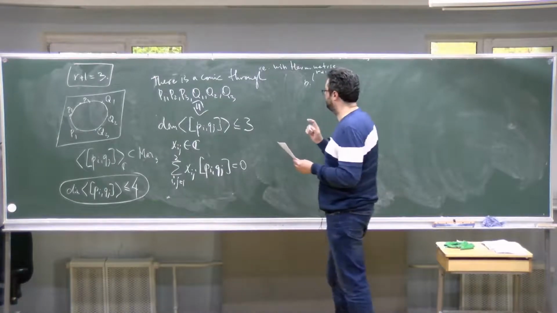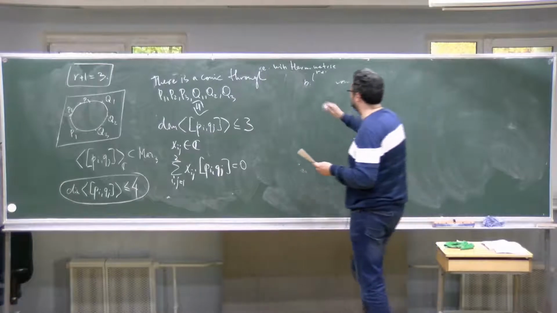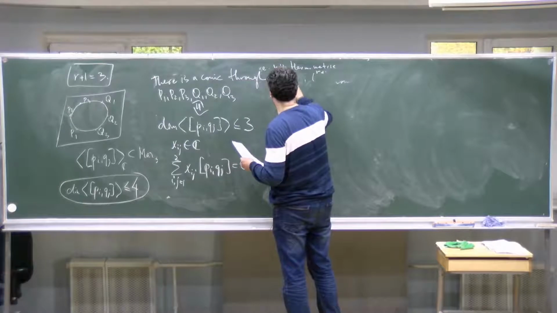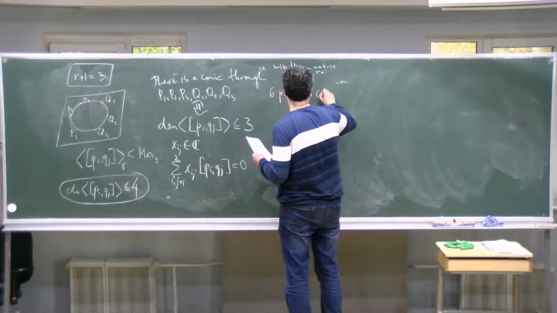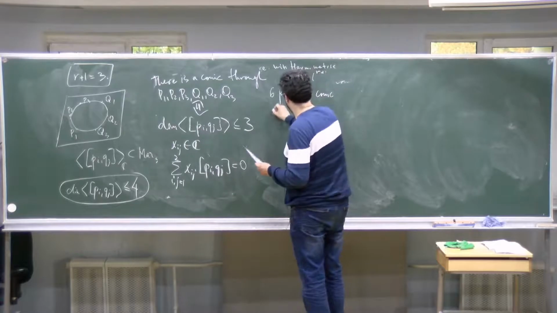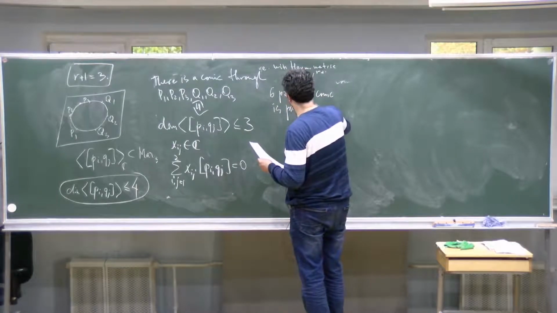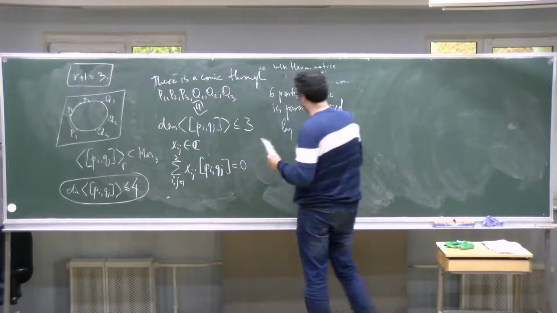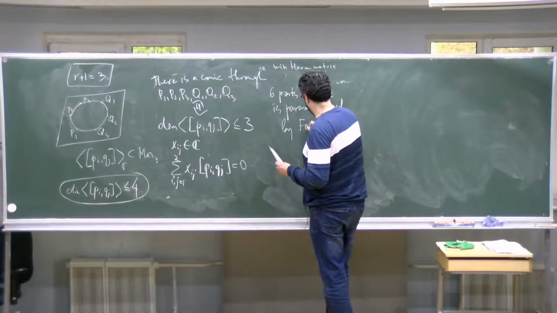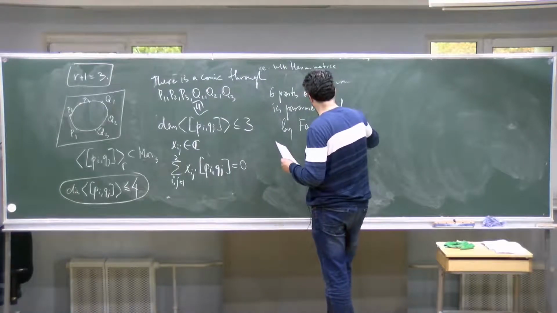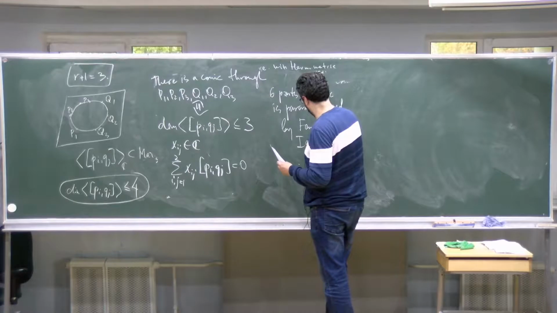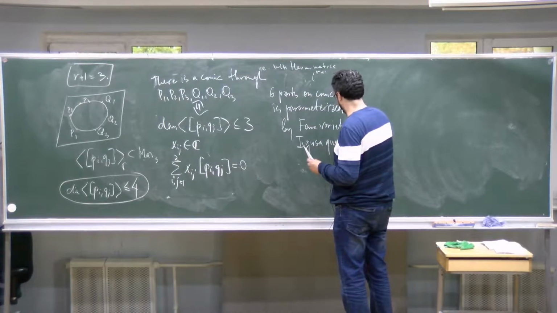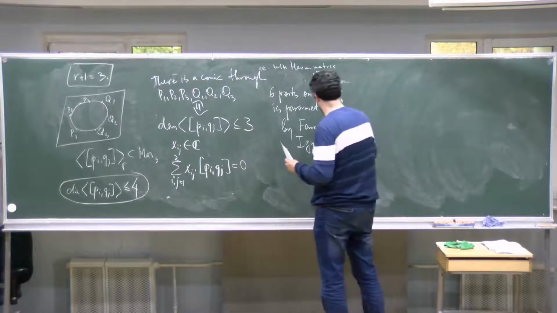Also, I would like to add the following description. 6 points on a conic are parameterized by a Fano variety, the Igusa quartic. It's a famous quartic, a three-dimensional Fano.